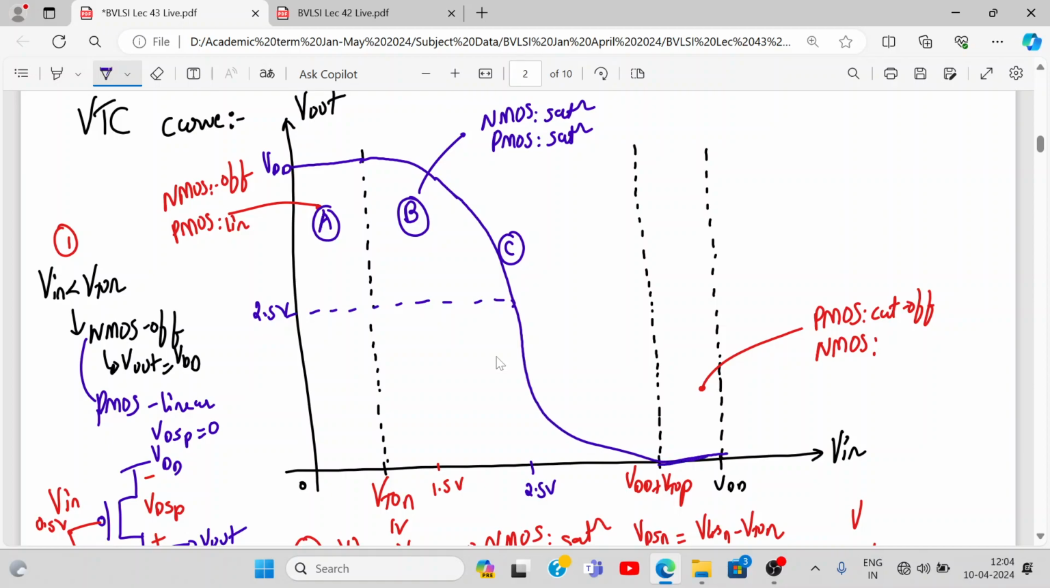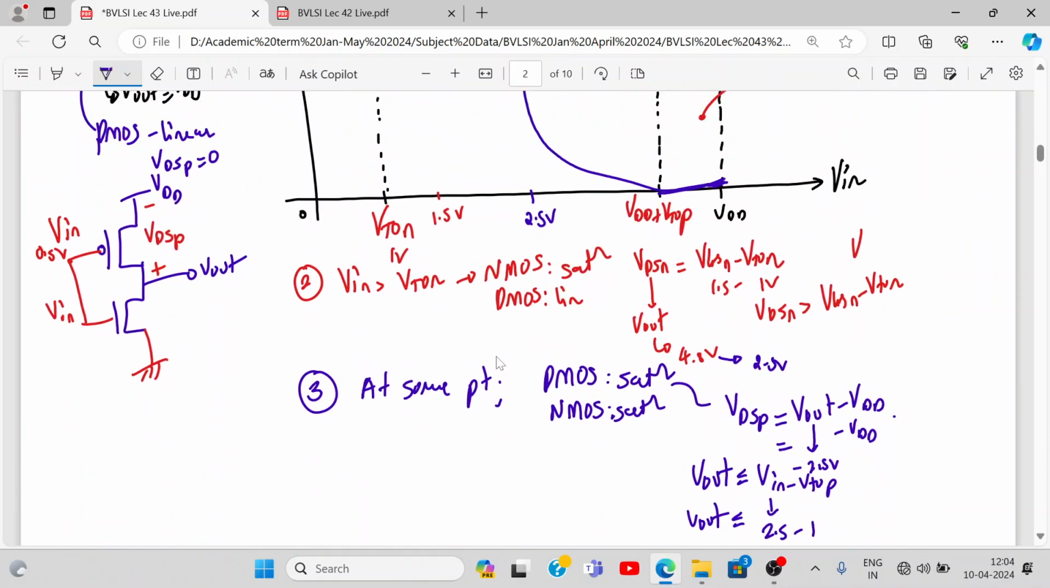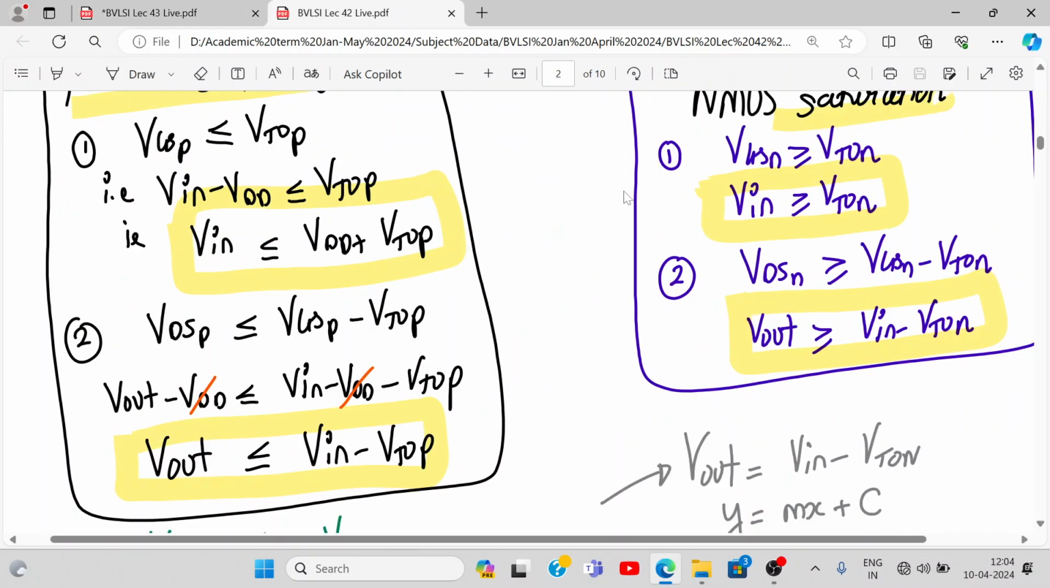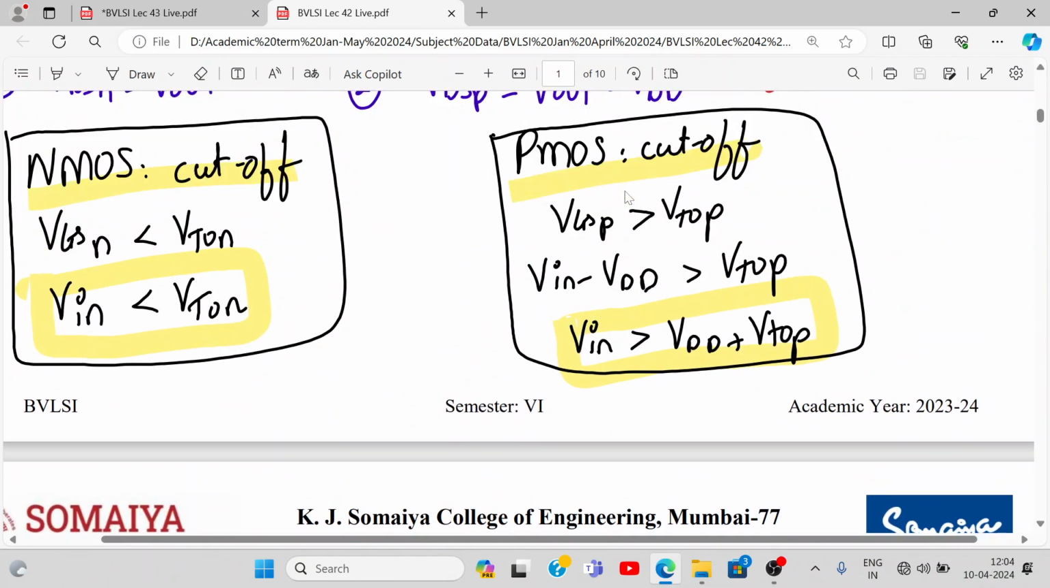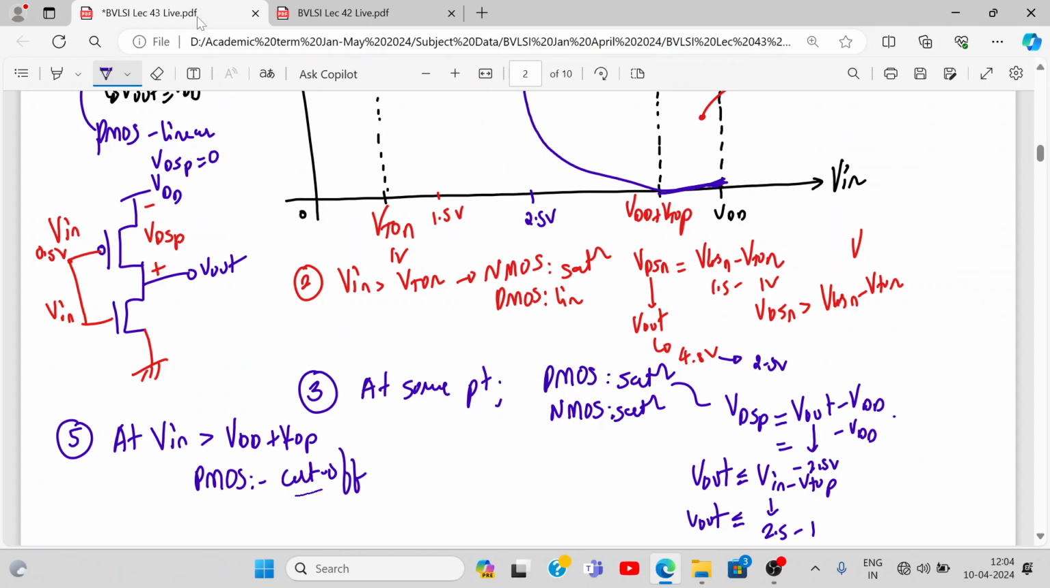ये ऐसे क्यों होता है, ये 0 क्यों है इधर? Let's check this point. At V in greater than VDD plus VTOP, क्या होना चाहिए? My PMOS will be cut off. Why? ये देखो ना, V in greater than VDD plus VTOP, बराबर है? When V in is greater than VDD plus VTOP, my PMOS will be cut off.